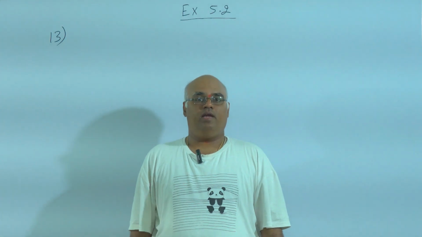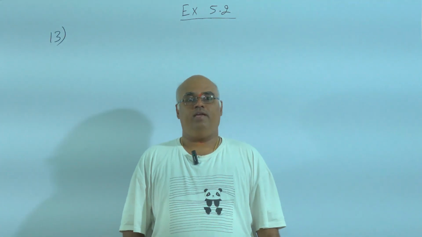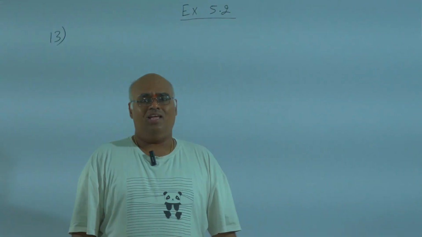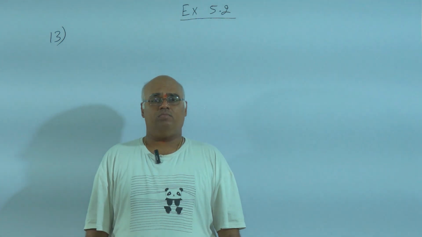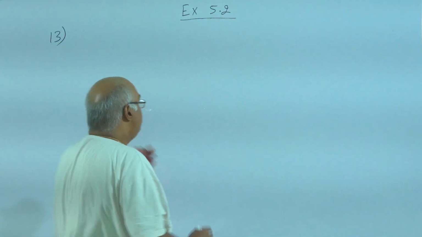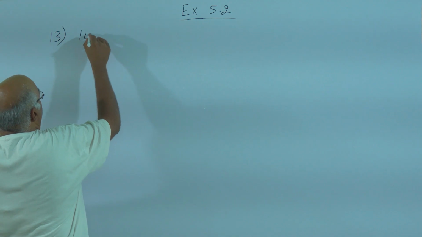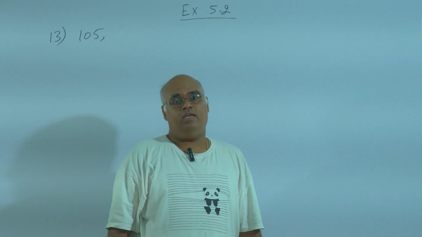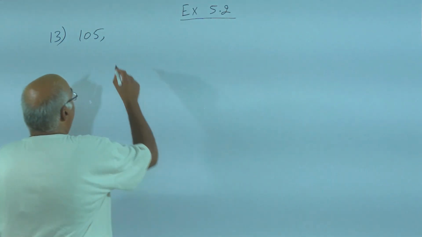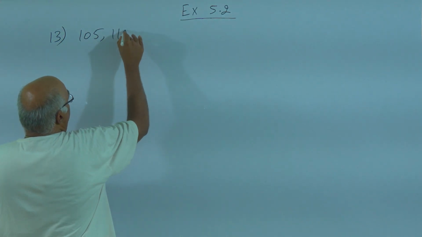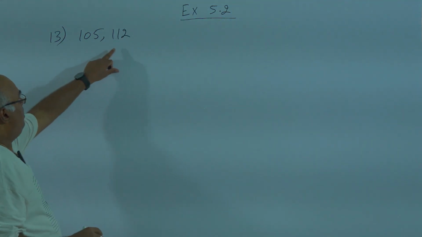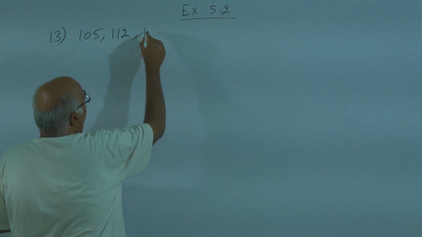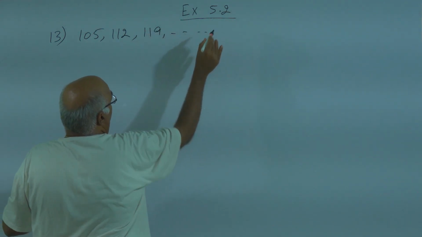Here we have not been given the arithmetic progression, so first let us find the arithmetic progression. If you see the 3-digit numbers, the least 3-digit number which is divisible by 7 is 105. The next 3-digit number divisible by 7 is 112. Just add 7 to this 105, you will get 112. Now add 7 to this 112, you will get 119 and so on.